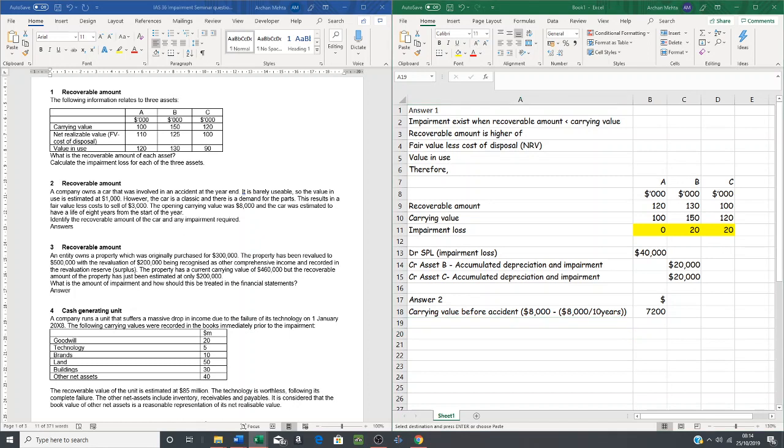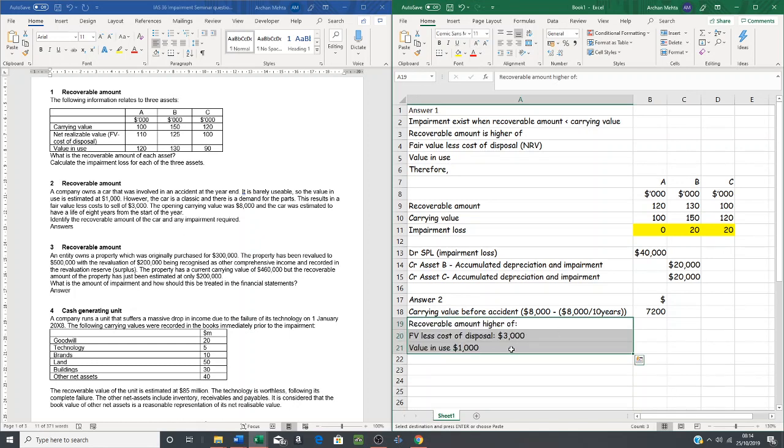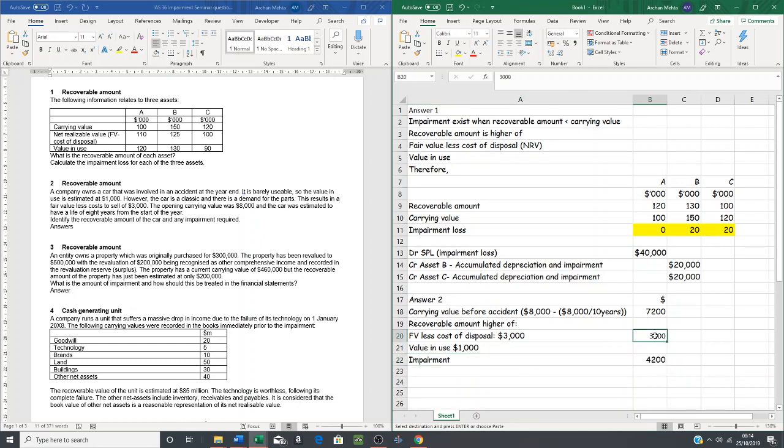Recoverable amount we know is the higher of fair value less cost of disposal, which is cost of sales in this case, and value in use. So which one is higher? Of course, if we sell it, we are going to get more. So we are going to use that as the recoverable amount. And that should give us the impairment. Let's do the calculation here: 4,200. So that's our impairment.